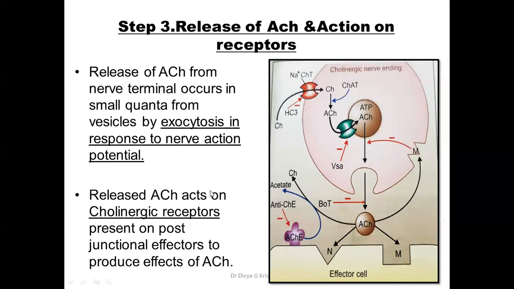Once it is released, acetylcholine acts on the cholinergic receptors. The cholinergic receptors we will be learning in detail in the following slides. So it is binding to the cholinergic receptors. I have depicted the cholinergic receptors by N and M. You will see what they are later on in the slides. They bind to these receptors and bring about the action of acetylcholine on the postsynaptic effector organ.